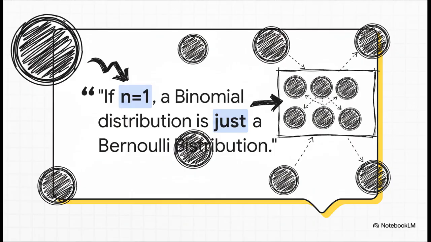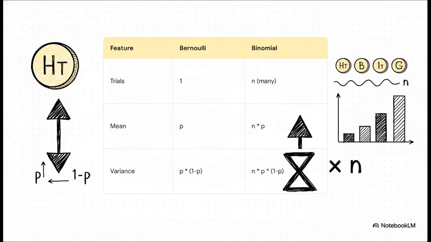A binomial distribution is simply what you get when you run a bunch of independent Bernoulli trials. So if you only run one trial, if your n is just 1, then you've just got a plain old Bernoulli distribution. It's like the Bernoulli is the single Lego brick, and the binomial is what you build with the whole box of them. This table puts it all side by side, super clearly.